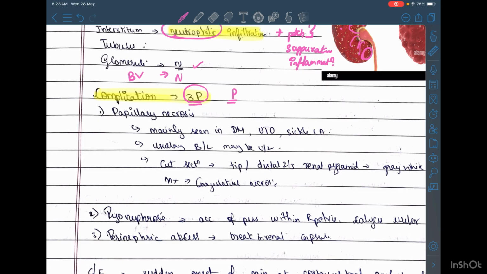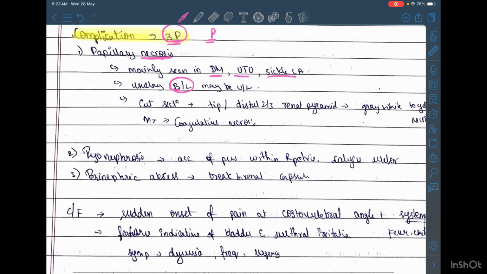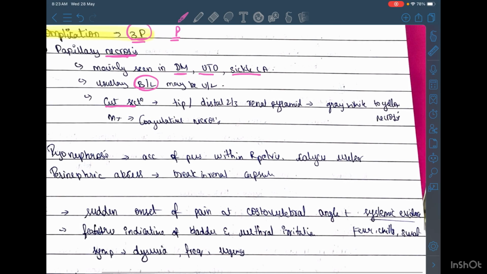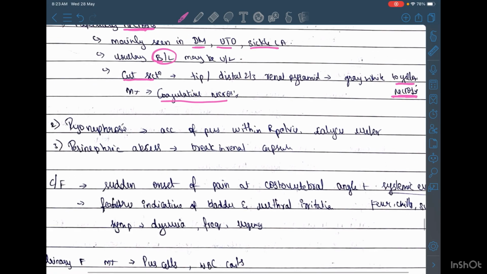One is papillary necrosis. It is mainly seen in diabetes, urinary tract obstruction and sickle cell anemia patients. It is usually bilateral. On a cut surface, the tip or distal two-thirds of a renal pyramid will undergo yellow necrosis. In microscopy you can see necrosis.